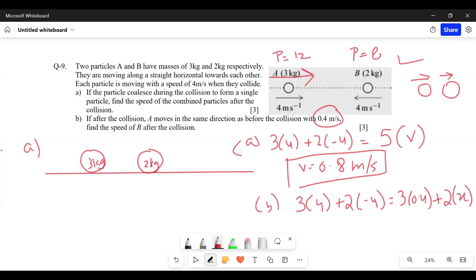Solve this to find the value of v, call it v2, I think that would be better. Which comes out to be 1.4 meters per second. We're not doing question number 10 because it's from vectors plus momentum, and vectors is not in the syllabus of AS anymore. Question 11.